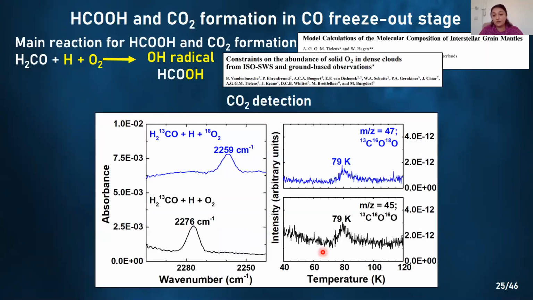And then the formation of CO2, it's very straightforward. So we see its intrinsic desorption at 80 Kelvin in 2 different isotope experiments, as well as its expected isotopic shift in the infrared data.